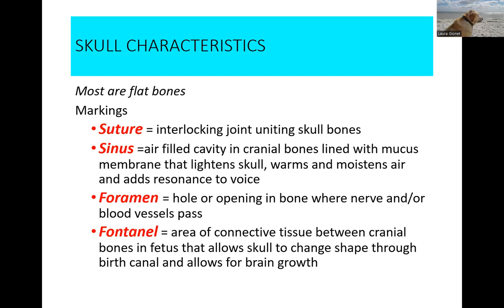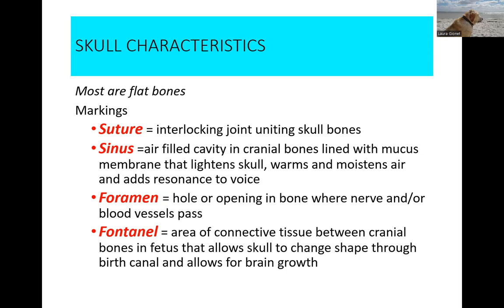Skull characteristics. Most of the bones of the skull are flat. There are certain markings on them that impart certain functions. A suture is where bones interlock and unite bones together. We have certain sutures we're going to have to know for lab. Sinuses, or a sinus, is an air-filled cavity in cranial bones lined with mucous membranes that lighten the skull, warm and moisten air, and add resonance to the voice.